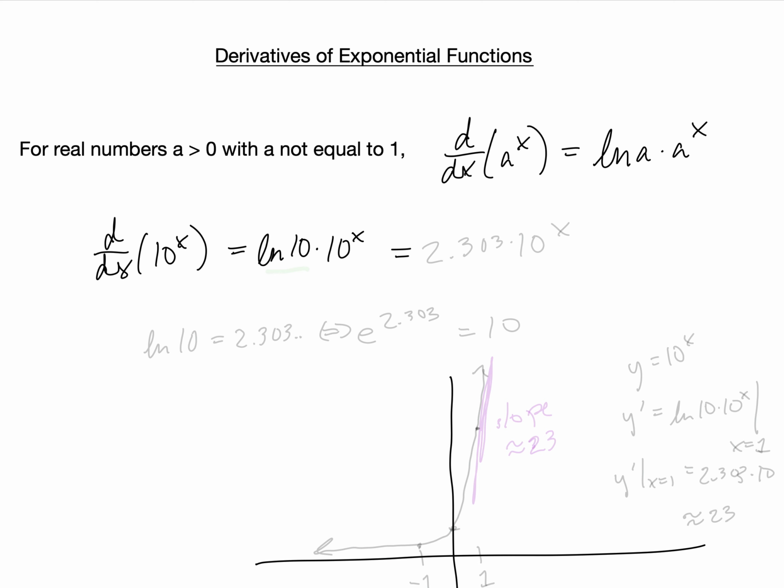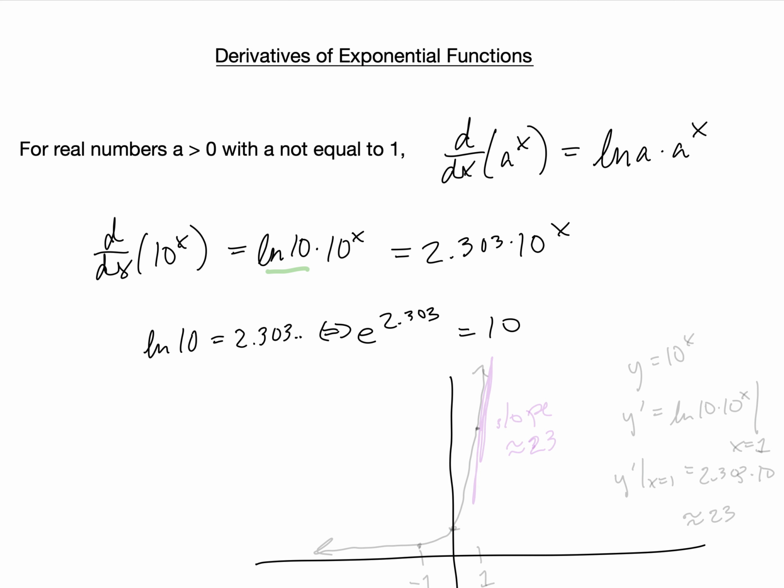And so the natural log of 10 is just a number. The natural log of 10 is approximately 2.303. And then that's times 10 to the x power. So remember that what natural log of 10 means is that because natural log of 10 is approximately 2.303, that means that e to the 2.303 is equal to 10.